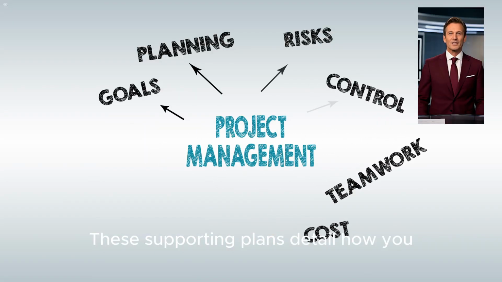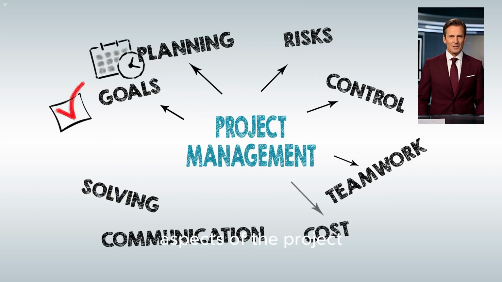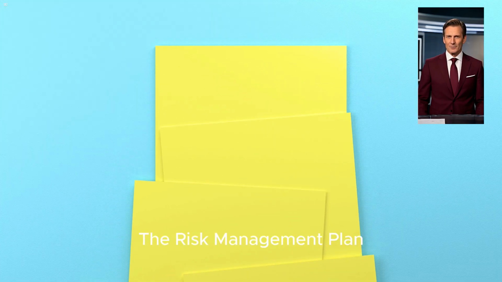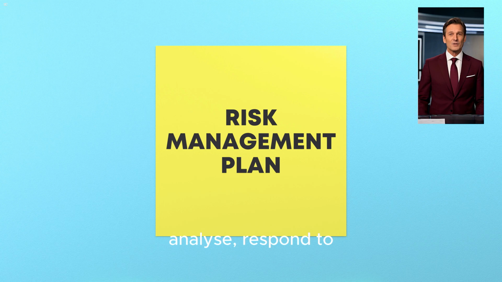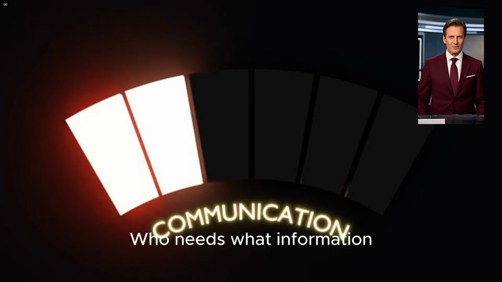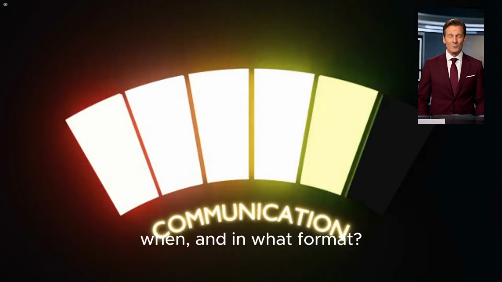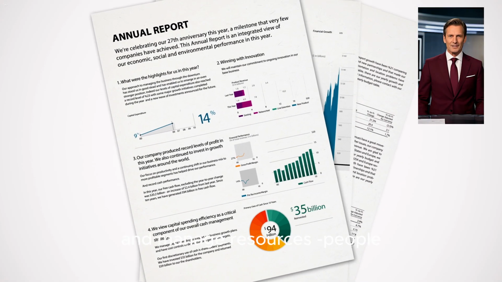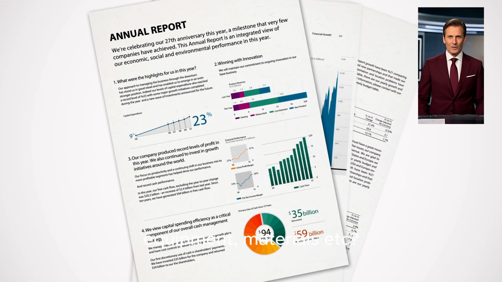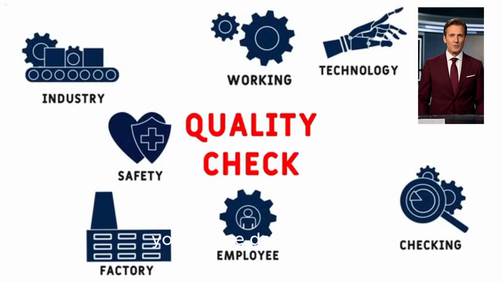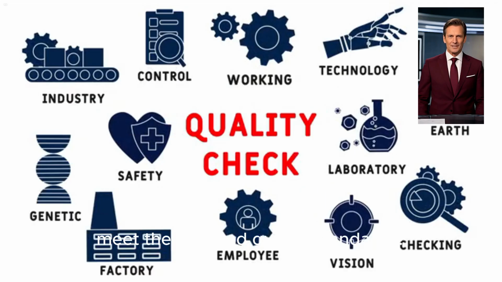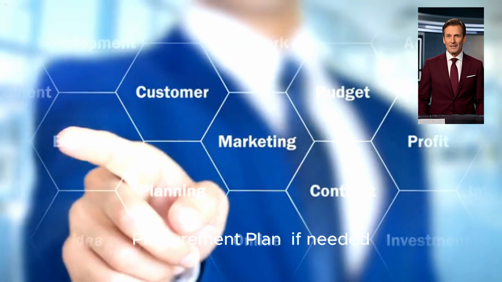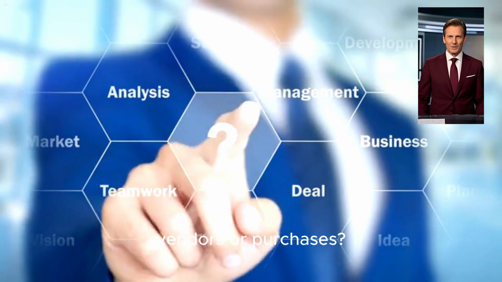These supporting plans detail how you will manage various aspects of the project. For example, the risk management plan. How will you identify, analyze, respond to, and monitor risks? The communication plan. Who needs what information, when, and in what format? The resource management plan. How will you acquire, allocate, and manage resources? People, equipment, materials, etc. The quality management plan. How will you ensure deliverables meet the required quality standards? Procurement plan, if needed. How will you manage external vendors or purchases?